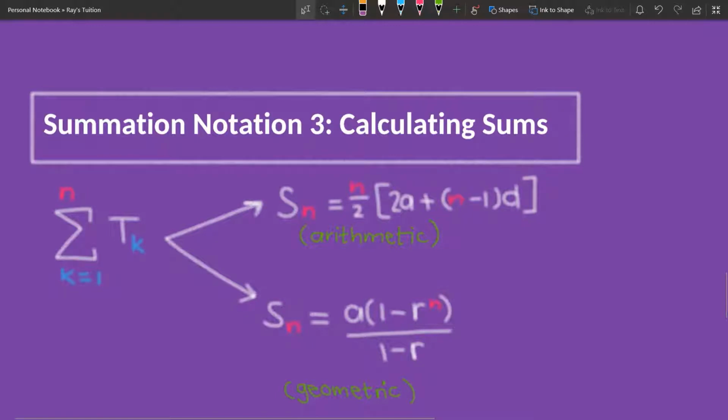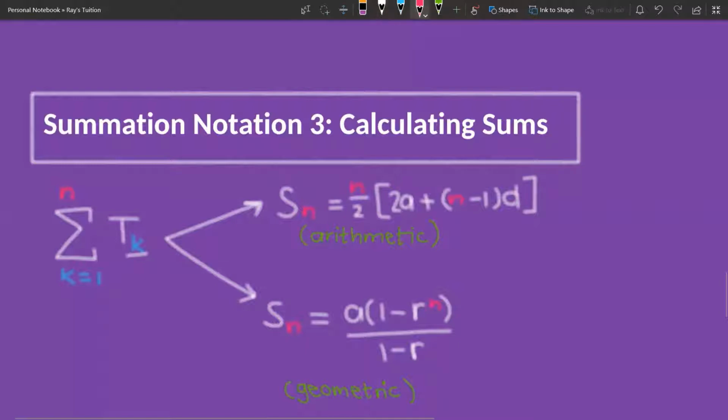In this video, we're having a look at calculating sums. Over here, we have the summation formula, and then we have to calculate what that sum is equal to. What we're first going to have to do is determine what type of pattern it follows. If it follows an arithmetic pattern, then we use the arithmetic formula, and if it follows a geometric pattern, then we use the geometric formula for the sum. So we have to find out what type of pattern it is, then we have to find out the number of terms.